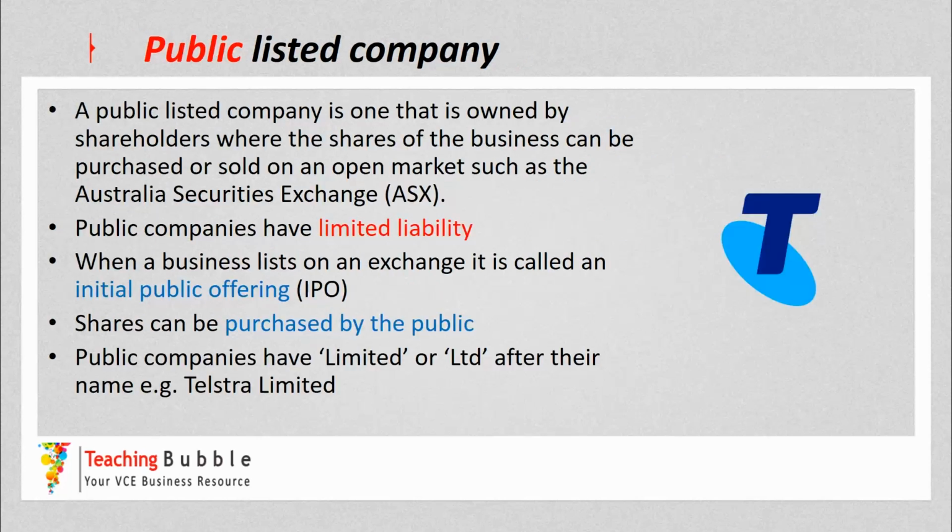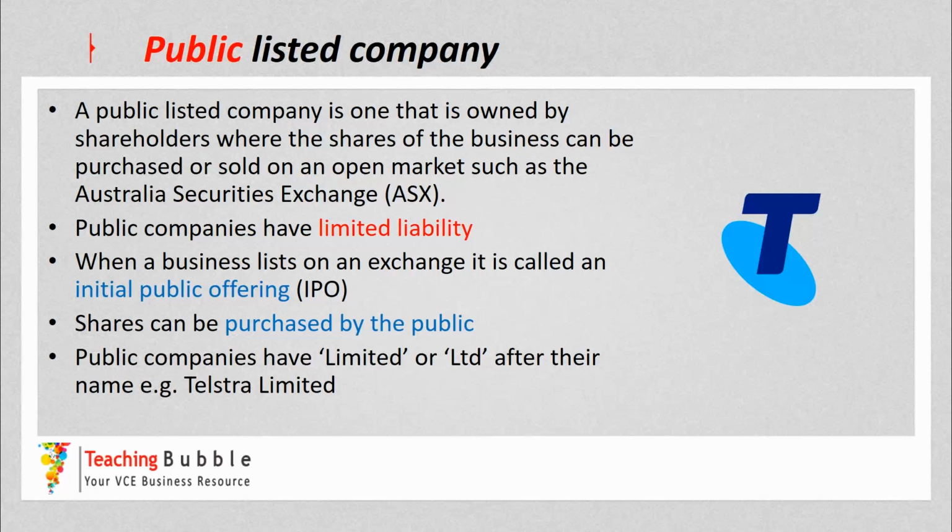Now we'll move on to the next company structure that we need to look at in our study design, and that's a public listed company, which is an incorporated business that's owned by shares, where the shares can be freely purchased and sold on an open market, such as the Australian Securities Exchange, or what you may see as the ASX. Like all companies, the owners have limited liability.